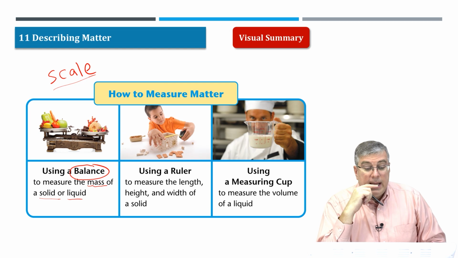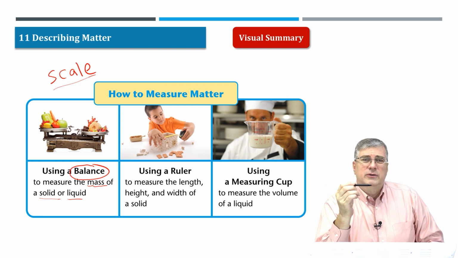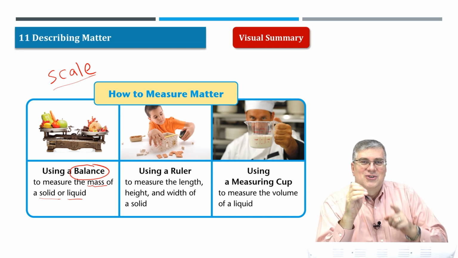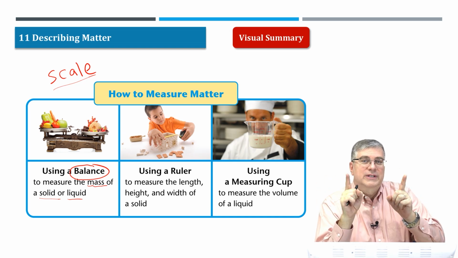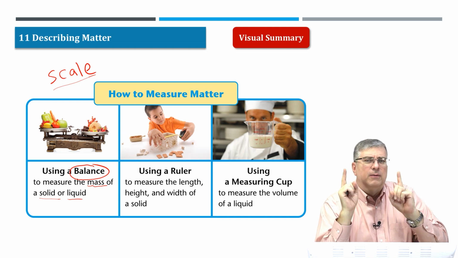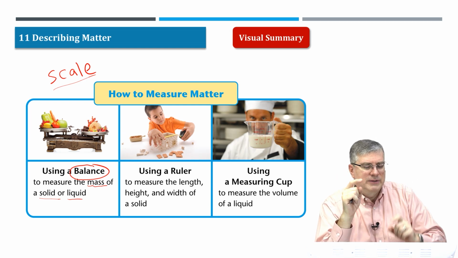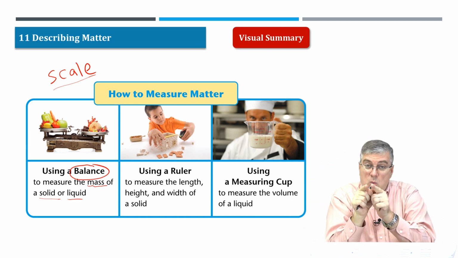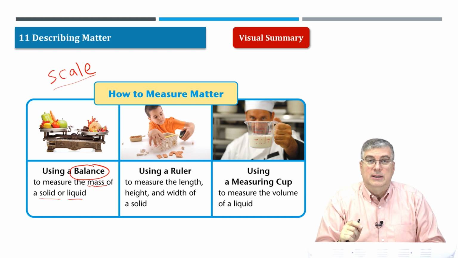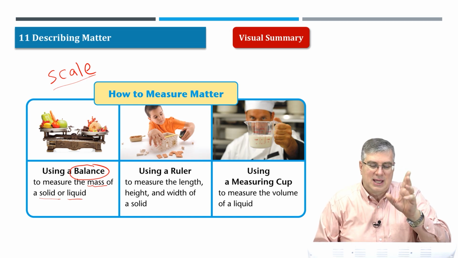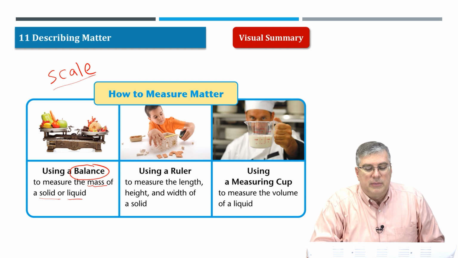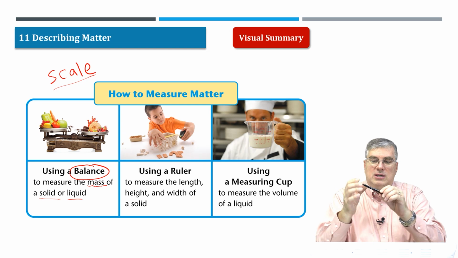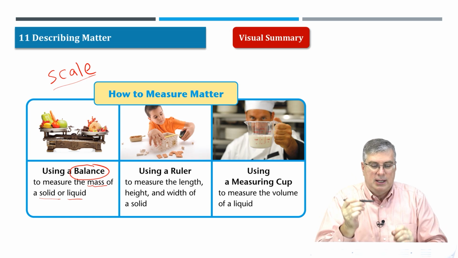Okay, good. Next, we use a ruler. In Korean, I think you say cha, right? Okay, sorry. Cha is for measuring how long something is, right? And rulers can be in centimeters or inches. Most of the world uses centimeters. So use a ruler to measure the length, the height, and the width of a solid. And I'll talk about solids in a few minutes. A solid is something hard that you can hold and doesn't change shape, right?